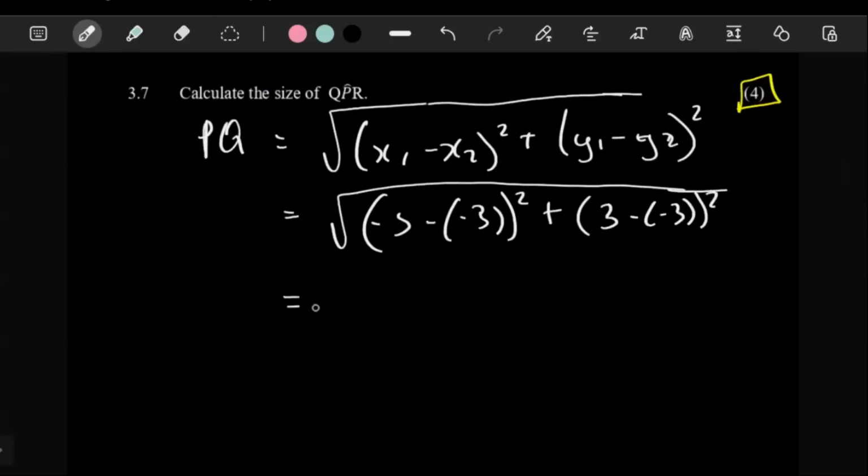And then all this in the calculator. Putting it all in the calculator just saves time. So in the calculator we're getting -5 plus 3 squared, and then plus 3 minus -3 squared. And then what do we have? Square root of 10. No, 2 square root of 10 actually.